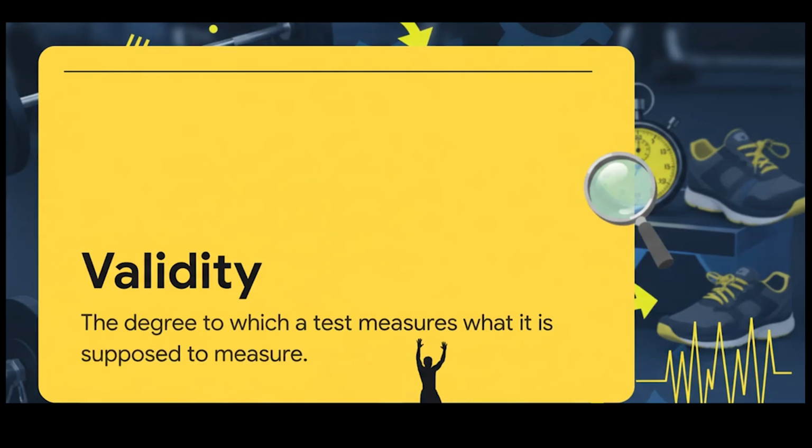All right, next up is a word that is guaranteed to be on your exam, validity. It sounds complicated, but it's really not. All it means is, does the test actually measure what you think it's measuring? It's like, you wouldn't use a ruler to measure temperature, right? It's the wrong tool. And if you use an invalid fitness test, you could end up with completely wrong data about your client's abilities. So validity is just about picking the right tool for the job.